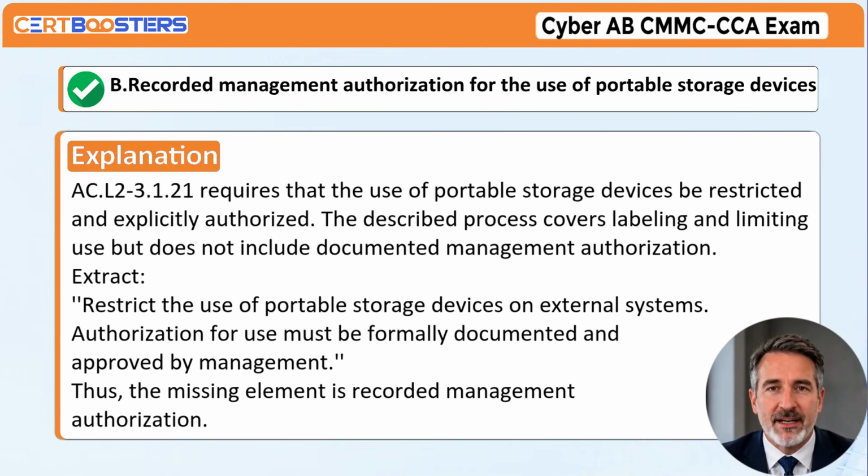Correct answer: B. Recorded management authorization for the use of portable storage devices. Explanation. AC.L2-3.1.21 requires that the use of portable storage devices be restricted and explicitly authorized. The described process covers labeling and limiting use, but does not include documented management authorization. Extract: Restrict the use of portable storage devices on external systems. Authorization for use must be formally documented and approved by management. Thus, the missing element is recorded management authorization.